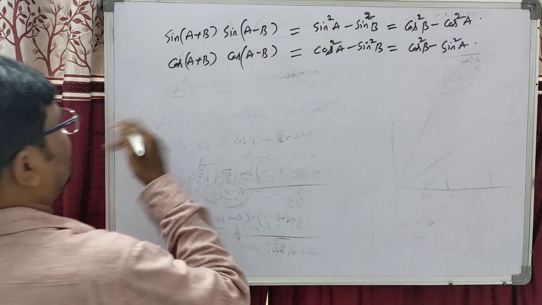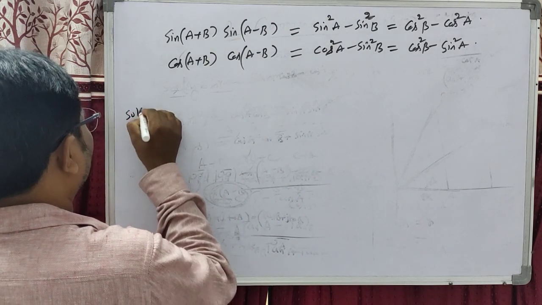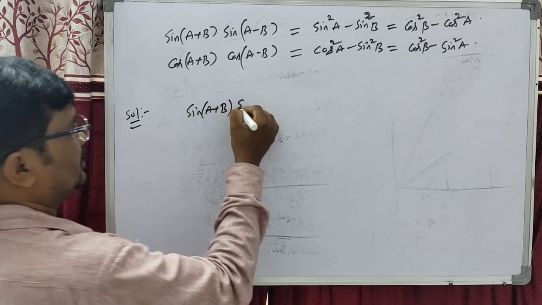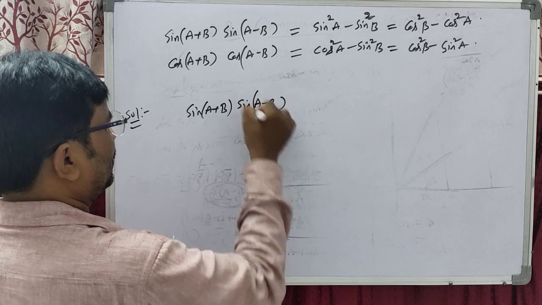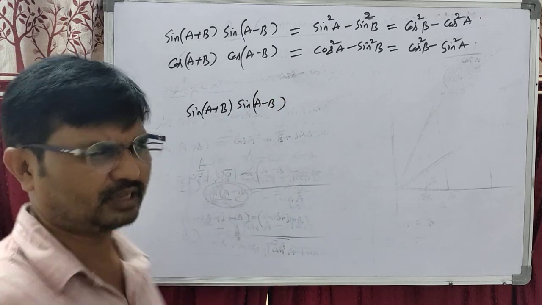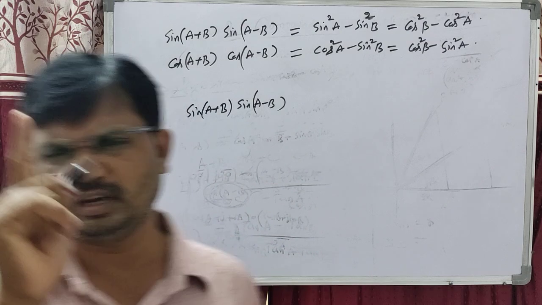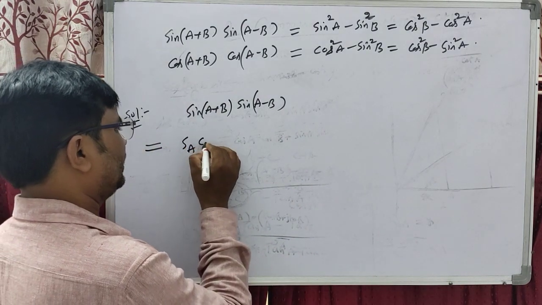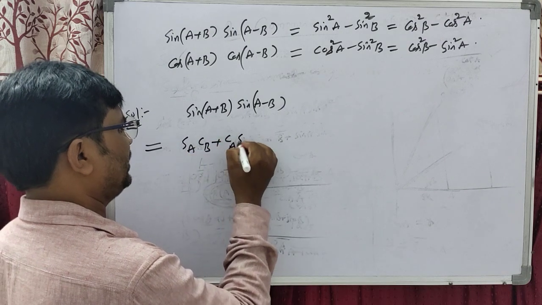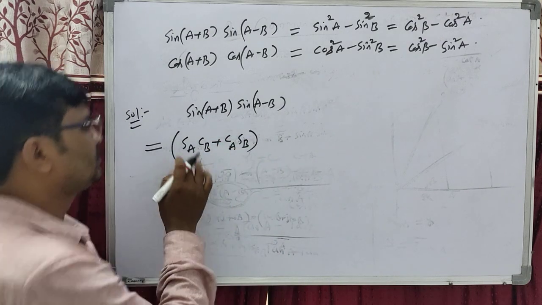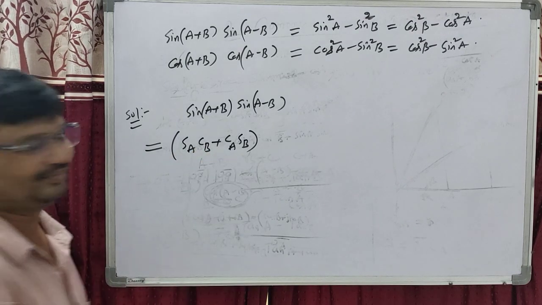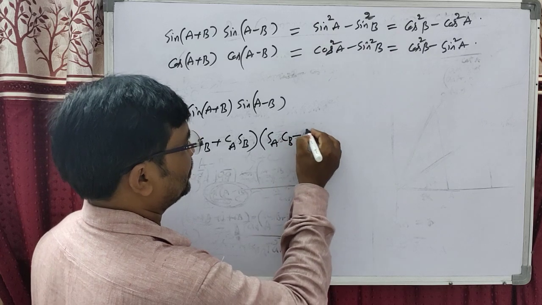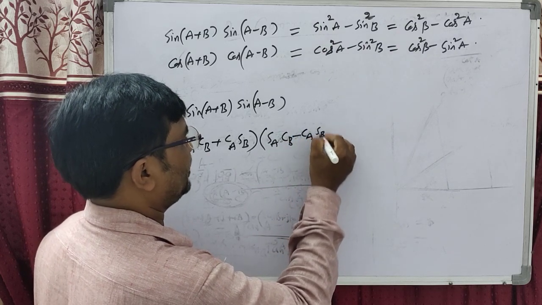So dear students, I will prove that here. The first one, sine of (A plus B), and this is sine of (A minus B). The proofs are not necessary, dear students; you can just remember the formulas. The sine of (A plus B), we know, is sine A cos B plus cos A sin B. Sine of (A minus B) is sine A cos B minus cos A sin B.